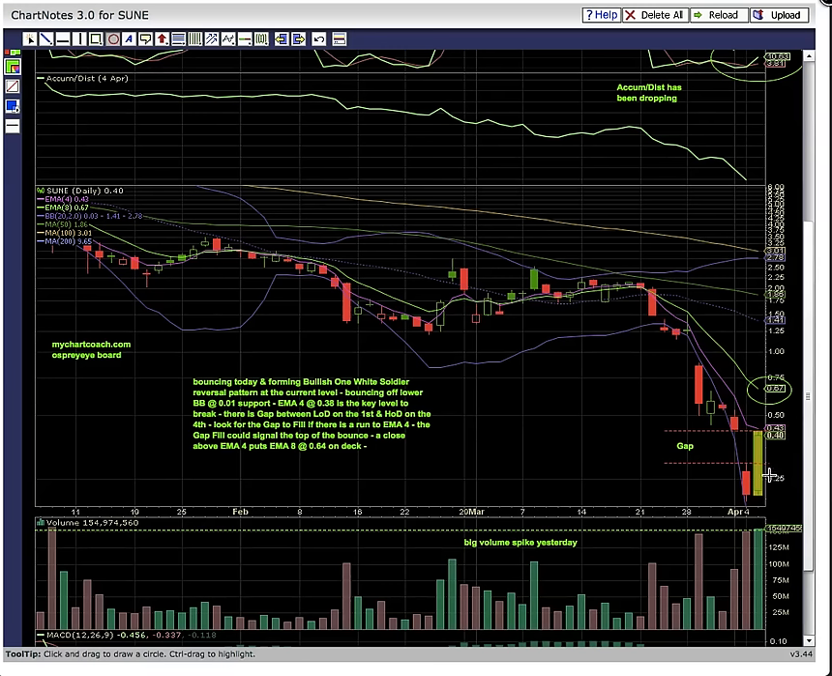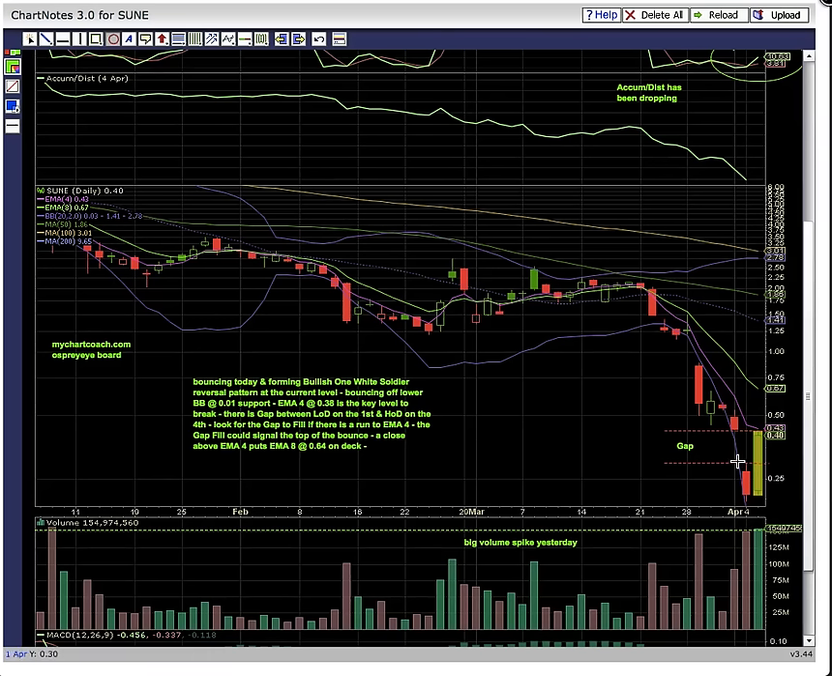Now, what we're looking for is follow through. Today, a bullish reversal pattern has formed, a bullish one white soldier. The open is above yesterday's close, and it is currently trading above yesterday's open, and so this is creating a bullish one white soldier reversal pattern, and we'll be looking for bullish reversal confirmation tomorrow. What we'd like to see tomorrow is another green candle form and a close above EMA4. Fail to break EMA4 resistance will equal downside risk.